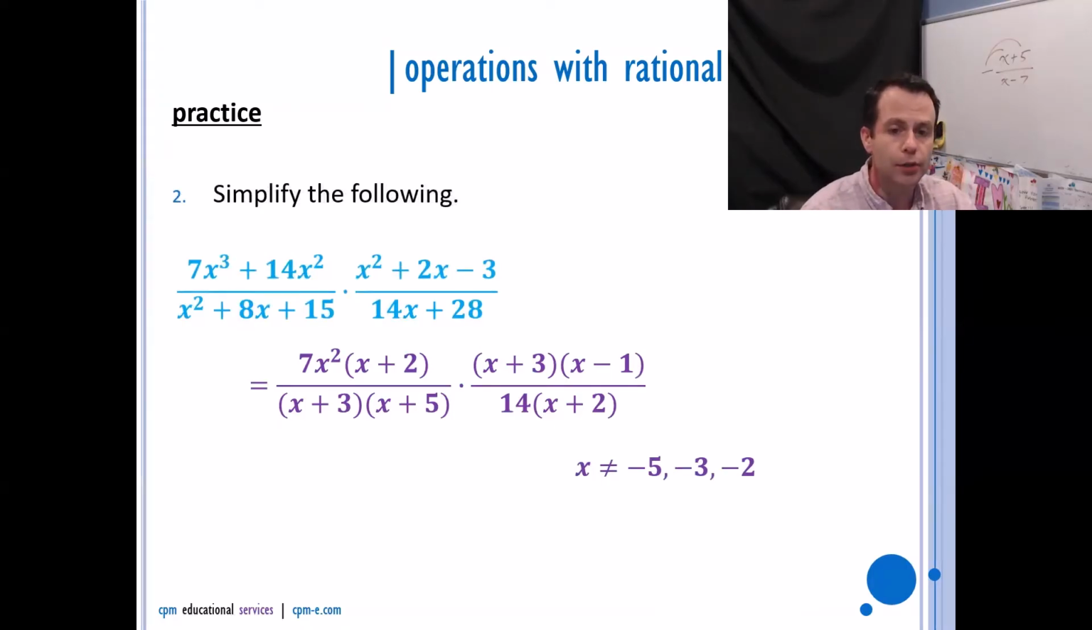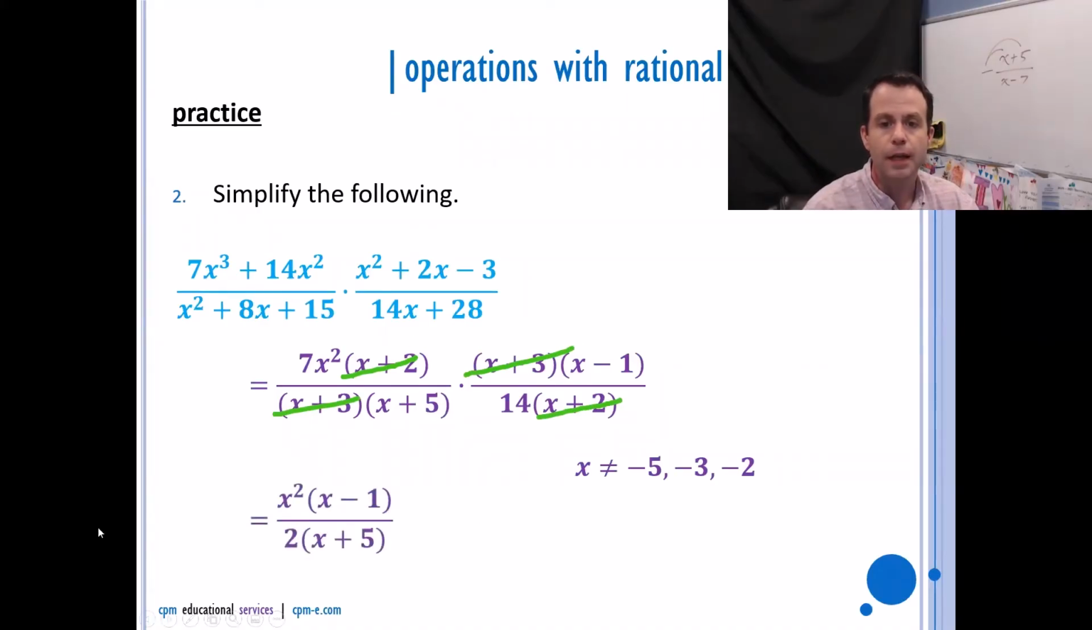Now I can start looking at dividing stuff out. Anything on the top would divide with anything on the bottom. It doesn't have to be in the same fraction as long as it's multiplication, okay? So x plus 2 will divide with x plus 2. X plus 3 would divide with x plus 3. And that looks like that's everything I can do. So then I can just combine what's left as one fraction, okay?